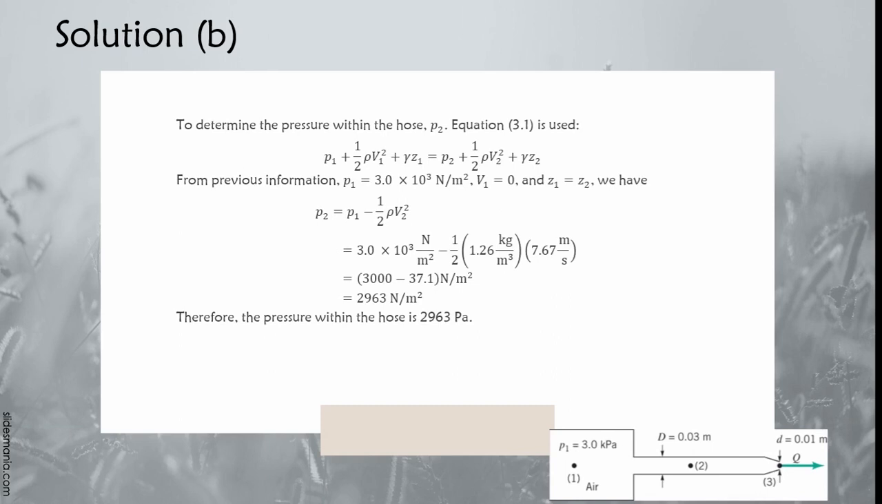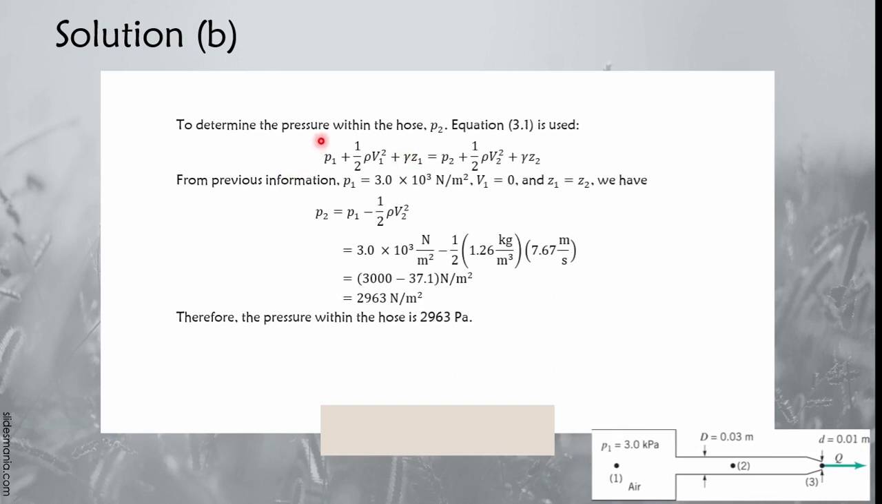Lastly, we use the Bernoulli equation again. Now compare positions 1 and 2. We have the formula for the pressure in the hose. Since we know the value of V2 already, substitute it into the formula, we get 2,963 Pascal. So this means that the pressure at position 2 is 2.963 kilopascal.